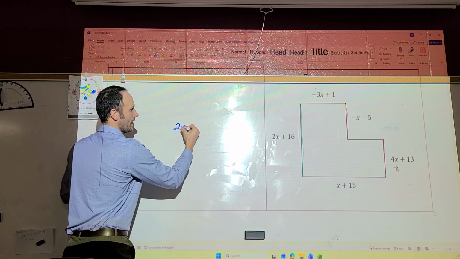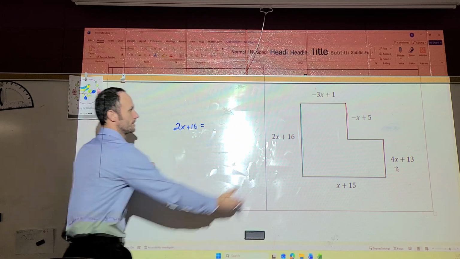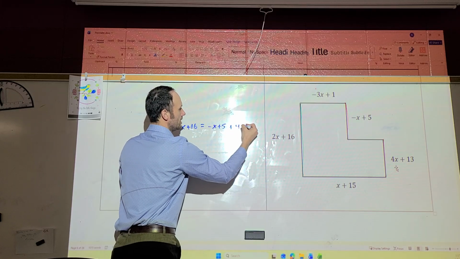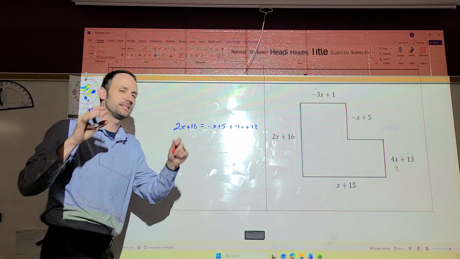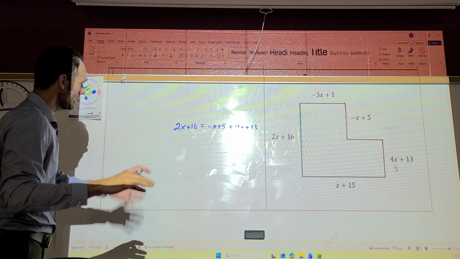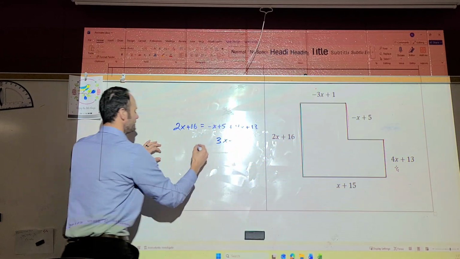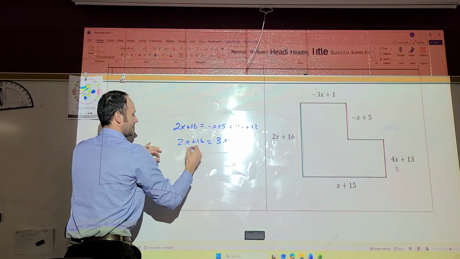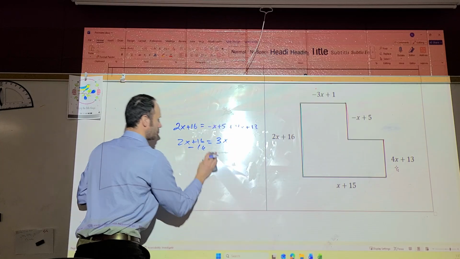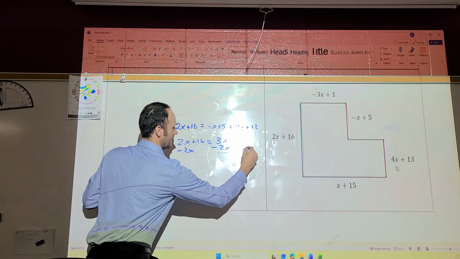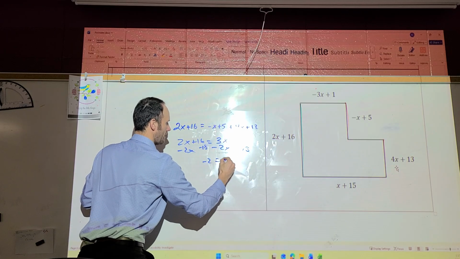So I'm gonna go 2x plus 16 equals, this green line equals negative x plus 5 plus 4x plus 13. And now I'm in solve mode. So I'm gonna go ahead and start to solve this thing. Let's combine. Looks like 3x plus 18, 2x plus 16. Let's subtract. In fact, I'll keep my x positive, so how about minus 2x? And then how about minus 18? And negative 2 is the value of x.